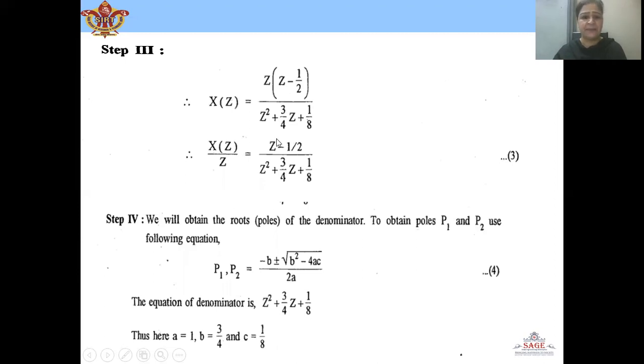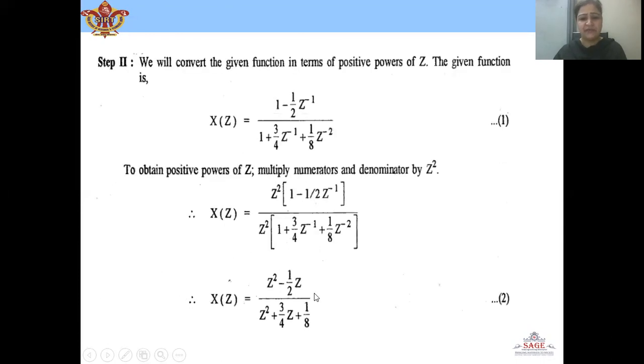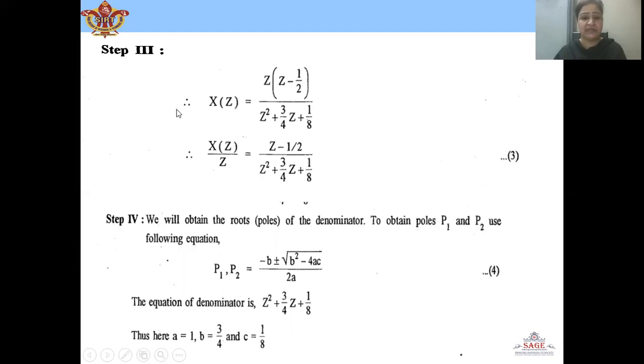In the next step, we will take X(z) upon z. In the numerator, we can take z common, so z will be taken common, giving z minus 1 by 2. Now this z will be taken with X(z) on the left hand side. So X(z) upon z is equal to z minus half upon z squared plus 3 by 4 z plus 1 by 8. Now, in step 4, we will factorize the denominator.